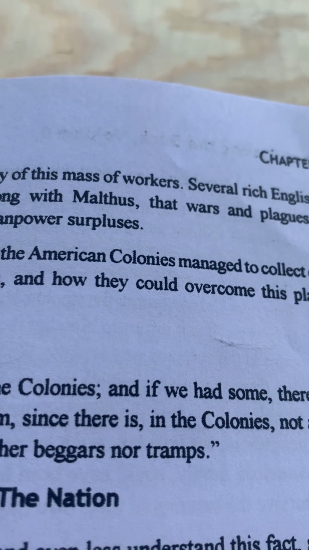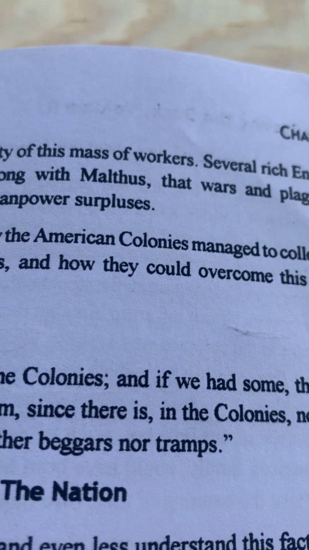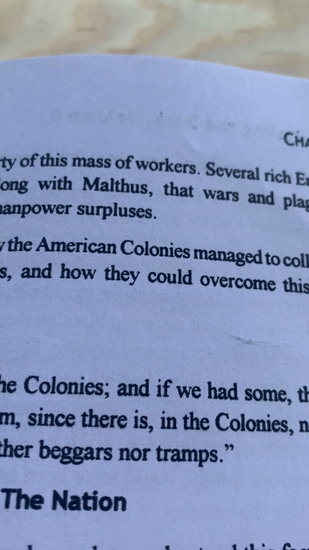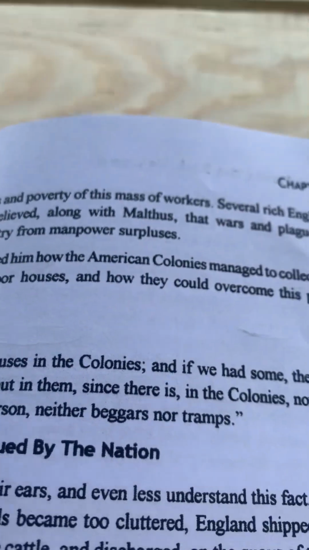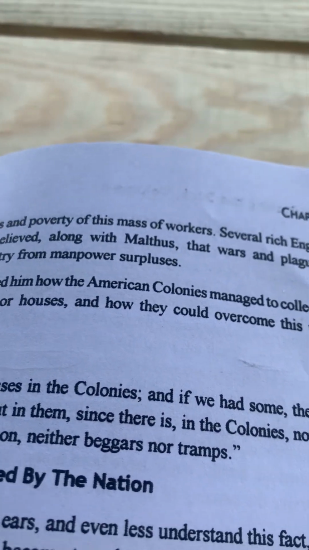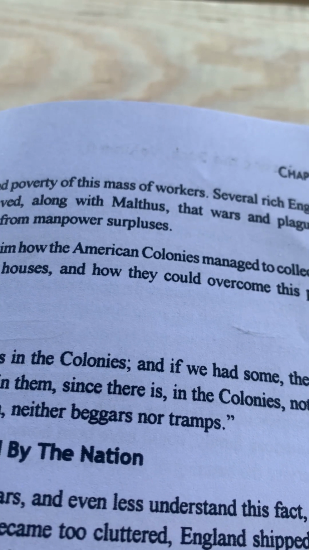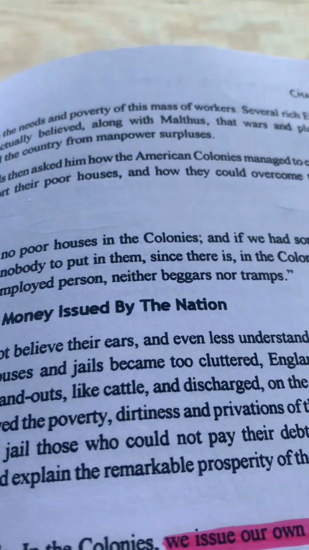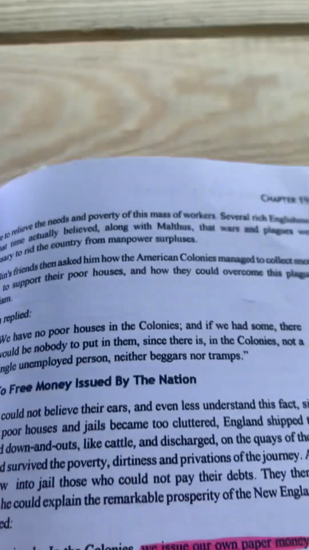Franklin's friends then asked him how the American colonies managed to collect enough money to support their poor houses and how they could overcome this plague of pauperism. Franklin replied, "We have no poor houses in the colonies, and if we had some, there would be nobody to put them in, since there is, in the colonies, not a single unemployed person, neither beggars nor tramps."